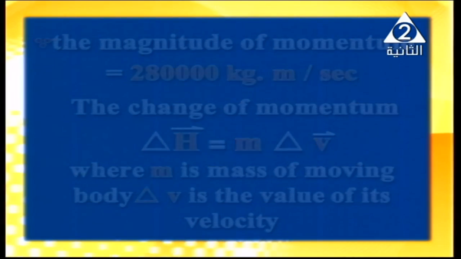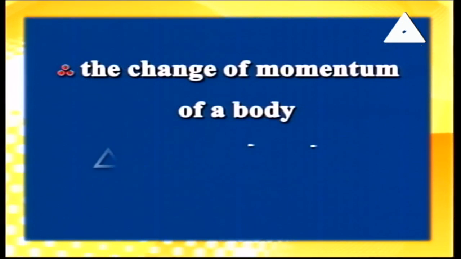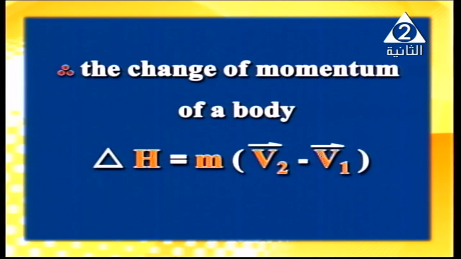The change of momentum of the body equals m multiplied by v2 minus v1. If the car moves from A to B, v1 represents the velocity at A and v2 the velocity at B. Therefore, delta p equals m multiplied by the bracket containing v2 minus v1.